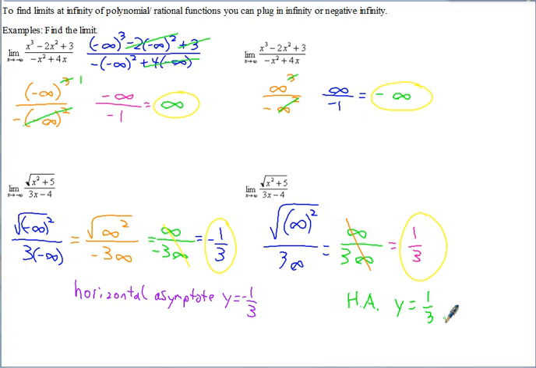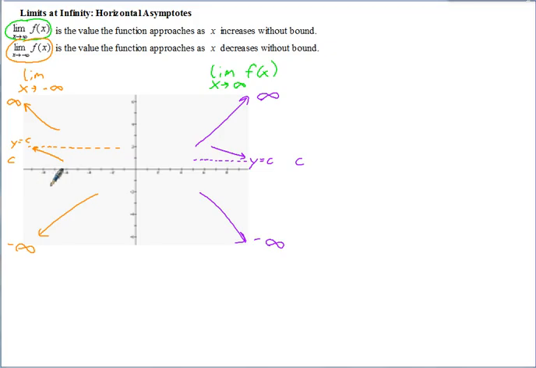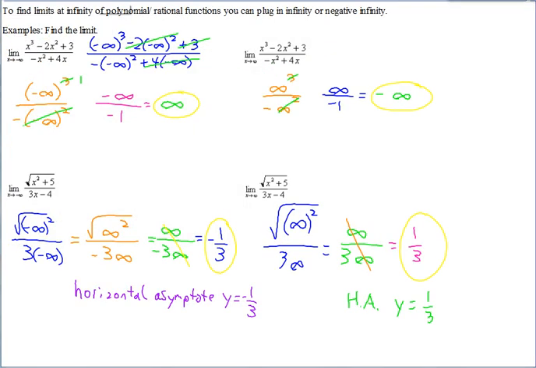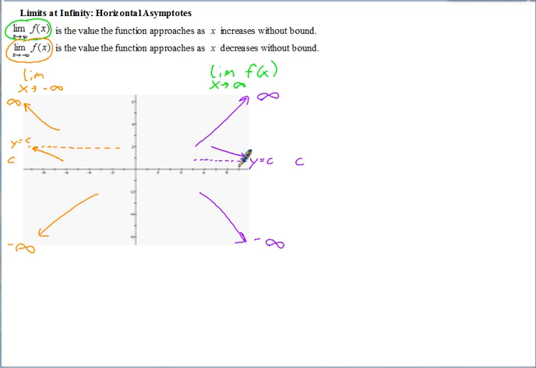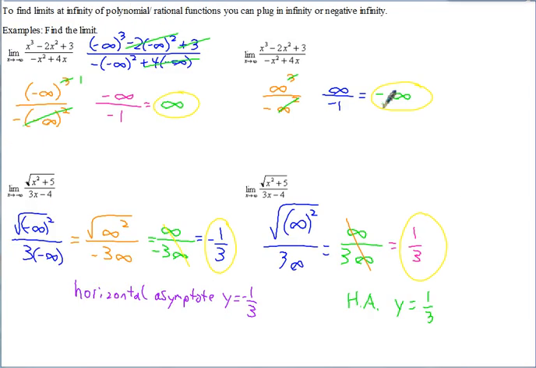So this function right here has 2 horizontal asymptotes. On the left, as x approaches negative infinity, it's got a horizontal asymptote of y equals negative 1/3. And as x approaches infinity, it's got another different horizontal asymptote of y equals 1/3. And that's the most any function can have, is 2 horizontal asymptotes. If we have 2, we could have 1, or like the first example we did, we could have none.